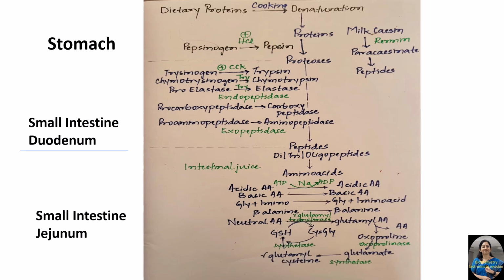We have 5 different transport mechanisms for transportation of amino acids from the lumen into the general circulation, and this is sodium dependent active transport. For neutral amino acids, the Meister cycle is involved. With the help of reduced glutathione, neutral amino acids are transported from the lumen into the bloodstream.